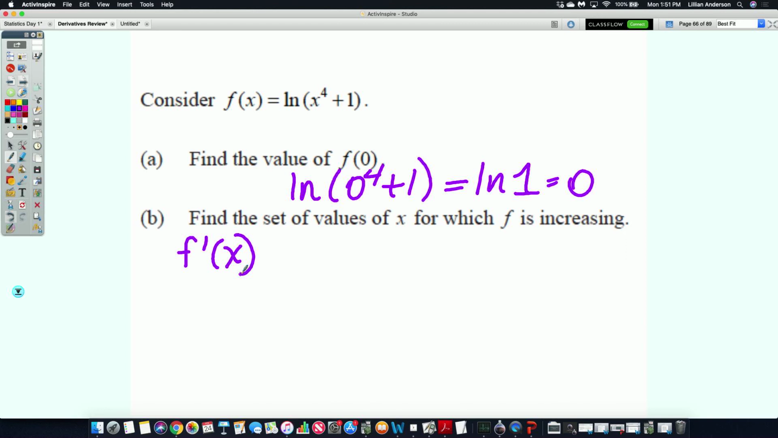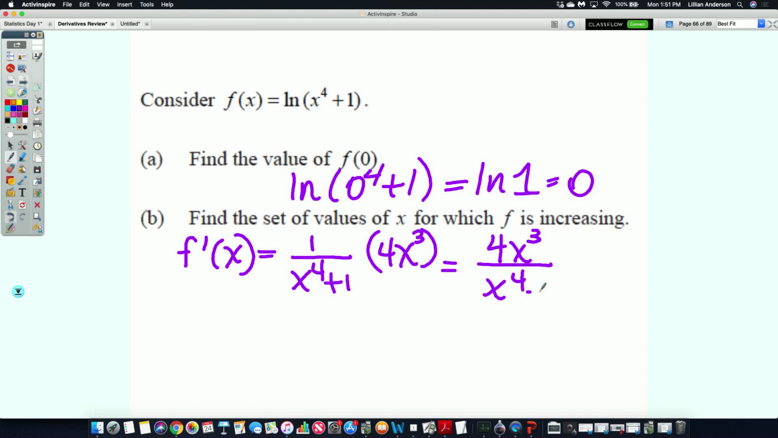Okay? So, to do the derivative of this function, what rule am I using? Chain. So I do the derivative of the outside, which is 1 over x, but I don't write an x, I write x to the 4th plus 1. Then you multiply by 4x cubed, which is the derivative of the inside. So my derivative becomes 4x to the 3rd all over x to the 4th plus 1.